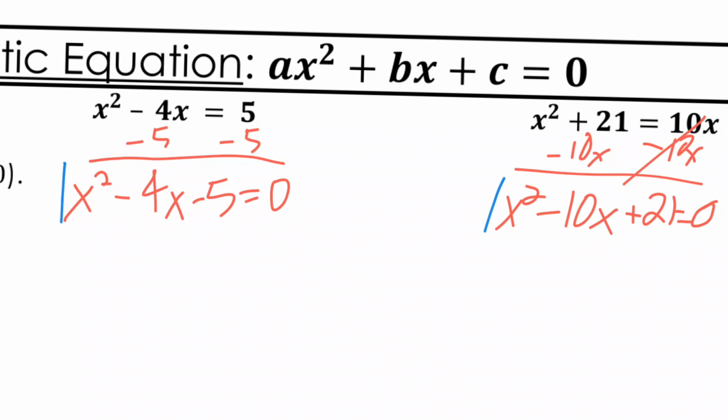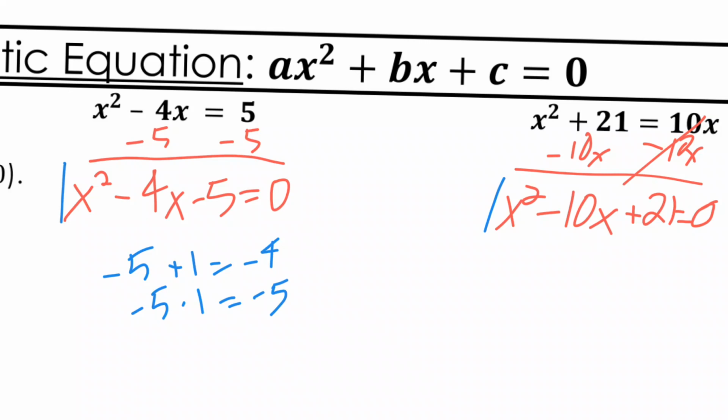What multiplies to get negative 5 and adds to get negative 4? That will be negative 5 and 1, right? Negative 5 plus 1 is negative 4, and negative 5 times 1 is negative 5. So it's got to satisfy both scenarios.